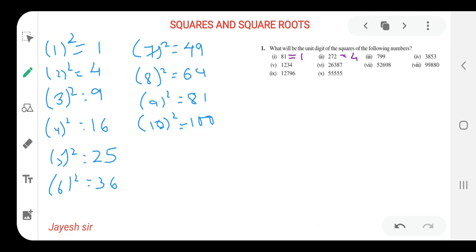Similarly for the third, 9 is at the unit place, and the square of 9 we know is 81.